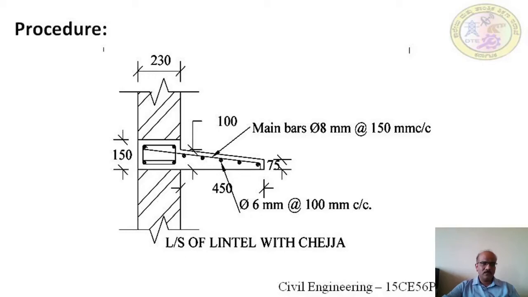The lintel reinforcement consists of 4 bars of 10 mm dia, 2 at top and 2 at the bottom, and 2 legged stirrups of 6 mm dia at 150 mm center are provided. When you come to the cross section of the chhaja sunshade, there the chhaja main bars of 8 mm dia at 150 mm center, and distribution bars of 6 mm dia at 100 mm center are provided. This we need to prepare before calculating the cutting length of each bar.